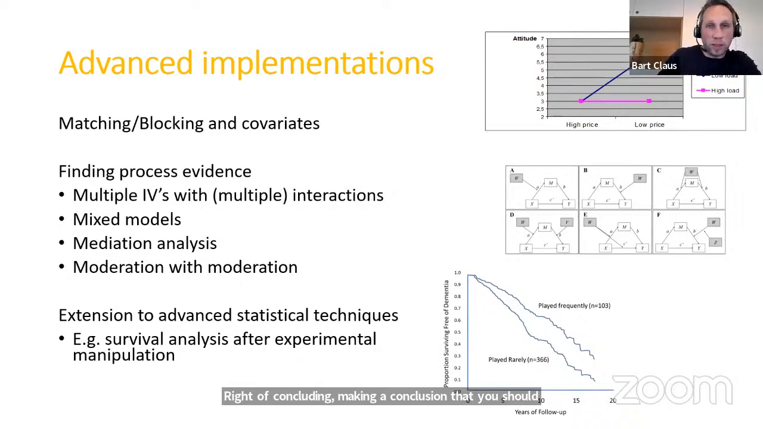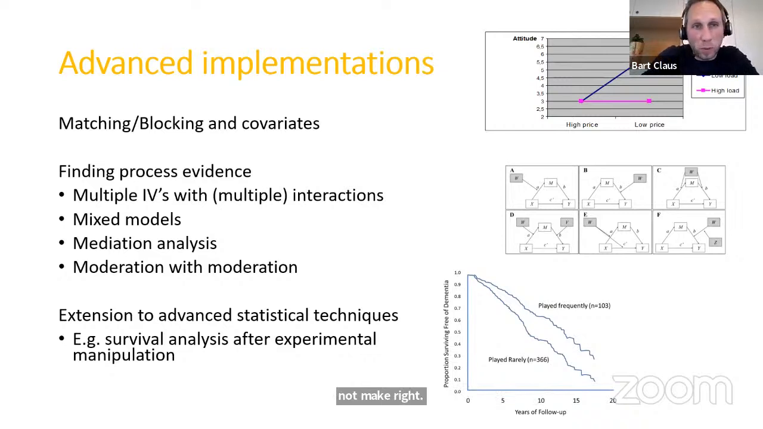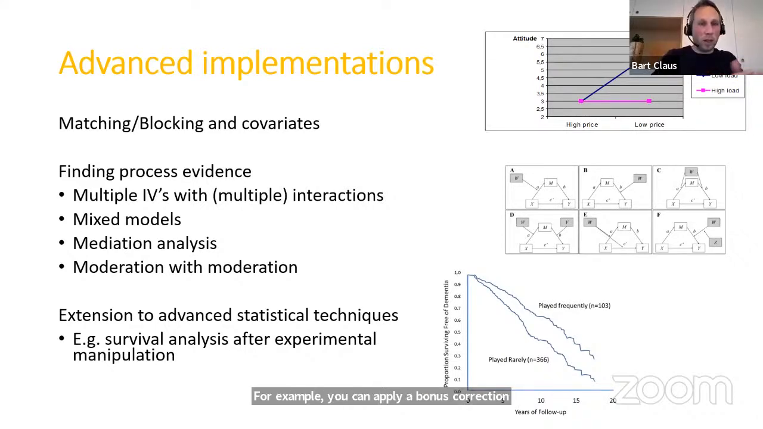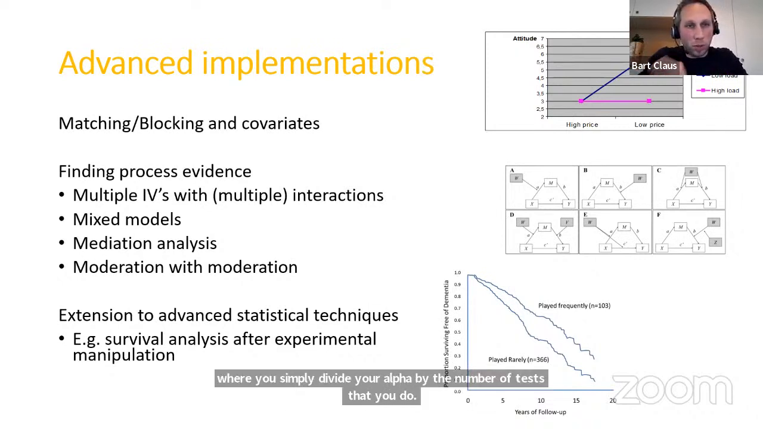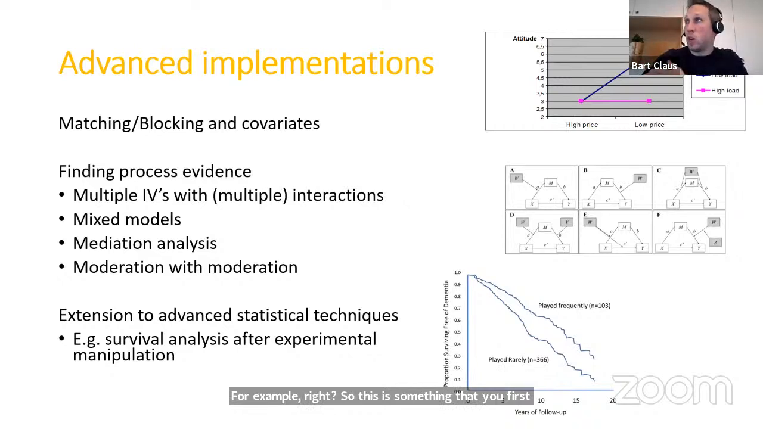And so if you do multiple testing, then you need to apply some correction for multiple testing. There are several ways of doing that. In the context of analysis of variance, for example, you can apply a Bonferroni correction, where you simply divide your alpha by the number of tests that you do, for example, right? So this is something that you first should be conscious about. That, let's say that you create some very complex design and you're going to run 100 tests on that design, right? You're going to compare 100 different conditions to each other, for example.